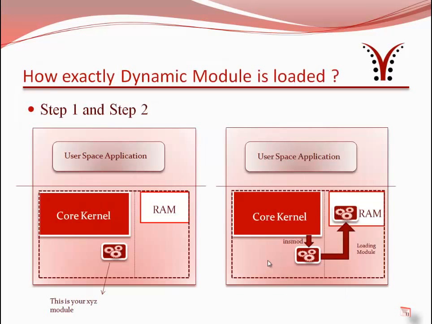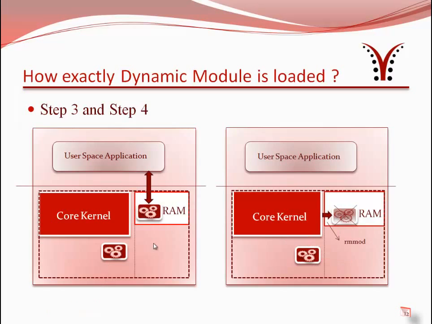To know how exactly a dynamic module is loaded, we need to know 4 important steps. Step 1. From this diagram, assume that you have written a dynamic module XYZ. You will also write an application which tries to access the XYZ functionalities. This application sits in user space and your driver sits in the kernel space. Step 2. Once Linux is up and running on your PC or an embedded device, you will dynamically insmod your XYZ module using the insmod command in Linux. You will be loading your XYZ module to the RAM during runtime. We'll discuss insmod in later sessions.